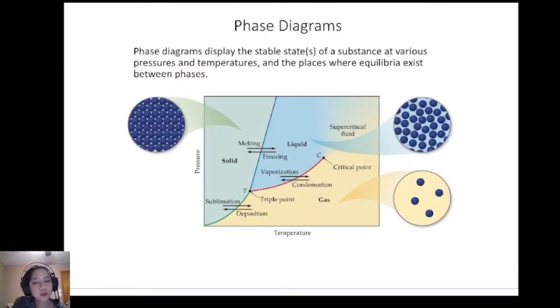All right, so let's put all of our phase change knowledge into a different type of diagram. So if you take all those phase changes that we just talked about and put that into a diagram, we can come up with what we call a phase diagram of a particular substance. So what this diagram shows is the stable state of matter, so solid, liquid, gas, of a certain substance at different pressures and temperatures. And that's what these colored boxes are. It also shows you the places where equilibria exist between phases.